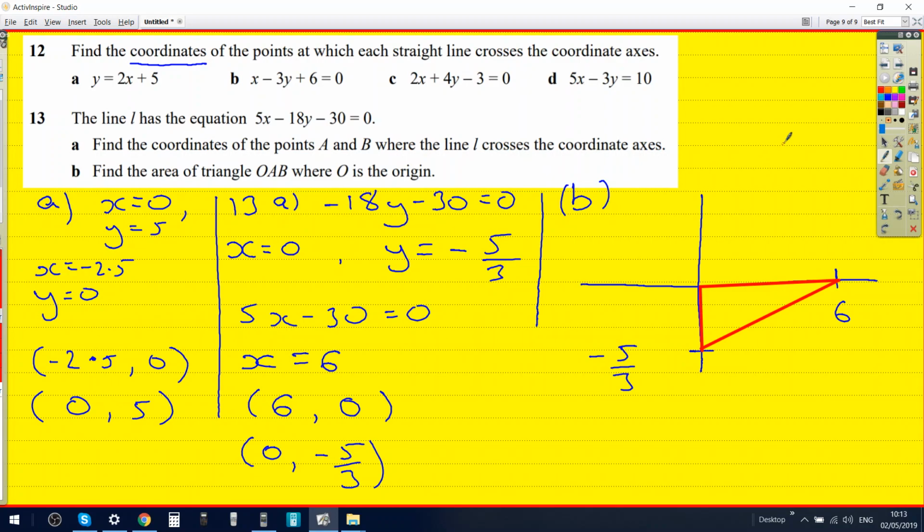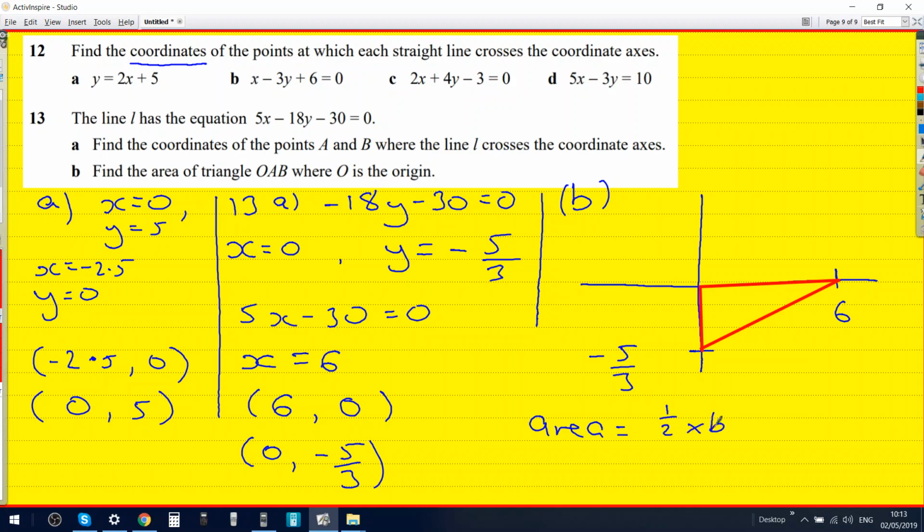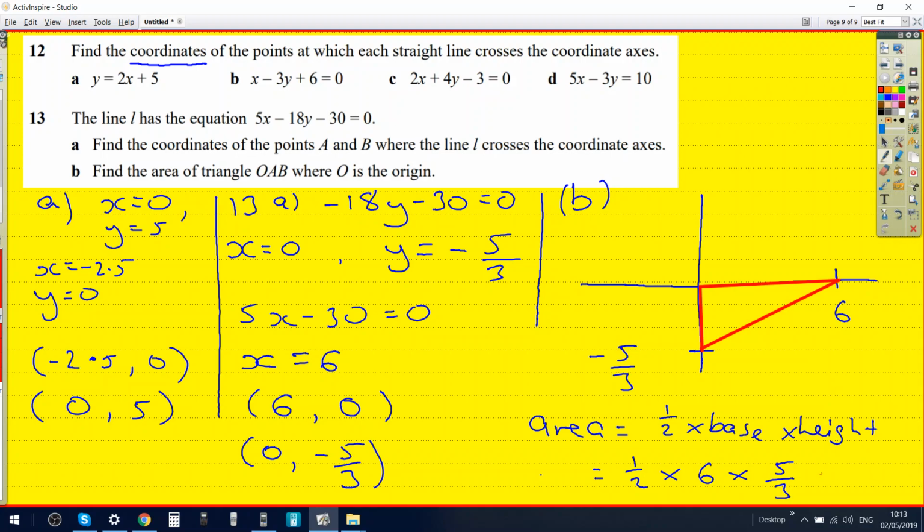How do we do that? 6 times minus 5/3 divided by 2. Correct. Nice. So 6 times minus 5. But you can't have negative area, can you? So it's just 5. Yeah. And what was it, sorry? Just 5. It's 5 square units. There we go.